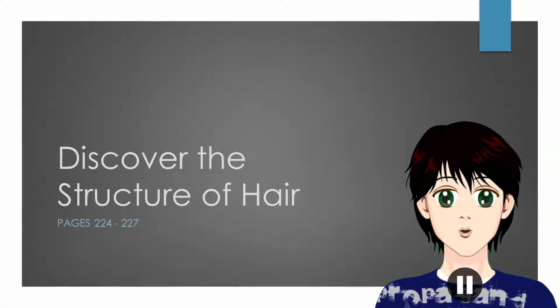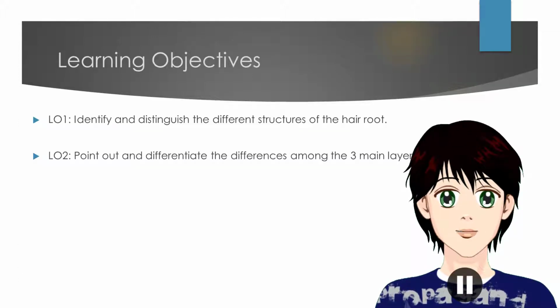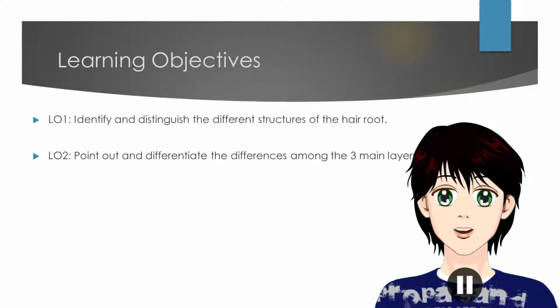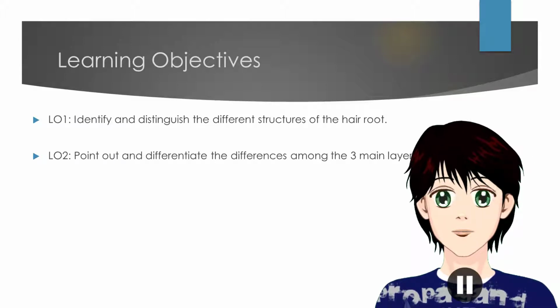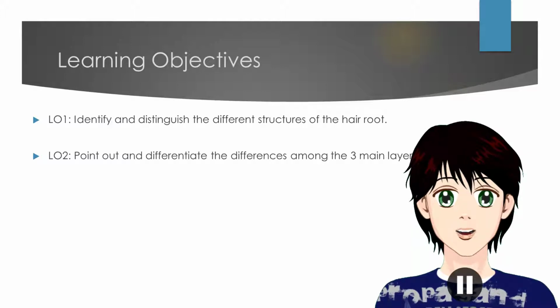Understanding how and why hair grows helps us to better understand how to properly care for the hair. Our learning objectives will be to identify and distinguish the different structures of the hair root, and to point out and differentiate the differences among the three main layers of the hair shaft.